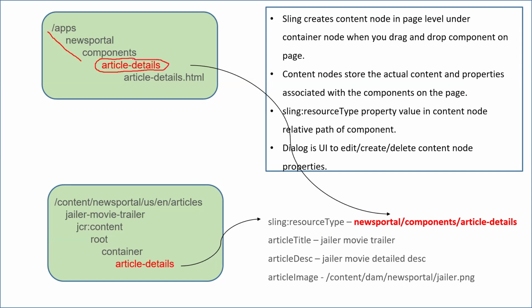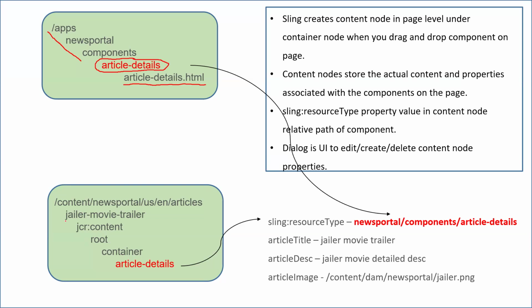In article detail, HTML is the file. The entire HTML markup will be written inside this .html file. This is a very important HTML file to render the article title, article description, article image, and other article detail related content. Then what is the use of content nodes and how does the content interact with the components? These two questions are very important.